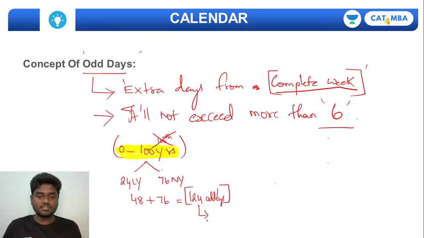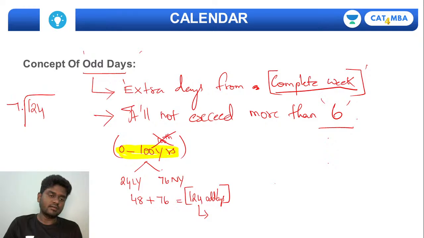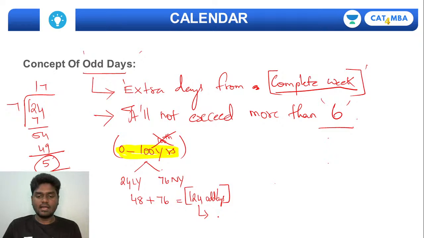What you need to do is divide this 124 by 7. If you do so, 7 times 17 is 119, and the remainder is 5. So it is very clear that 100 years will have 5 odd days. Very, very important. These things are very important to remember.